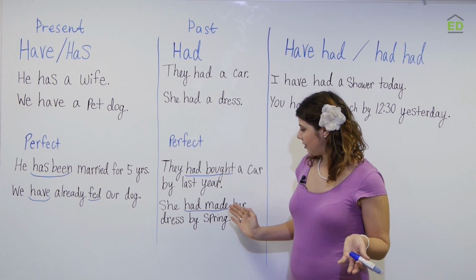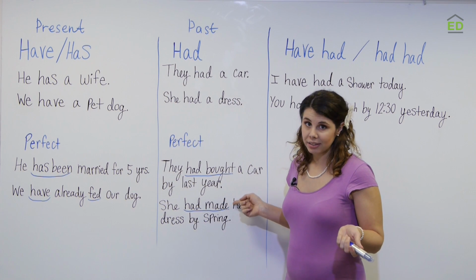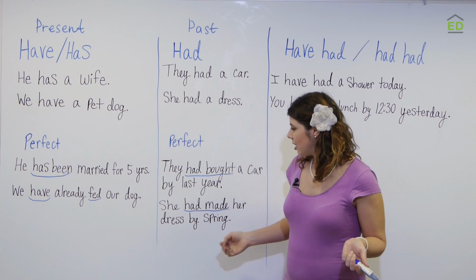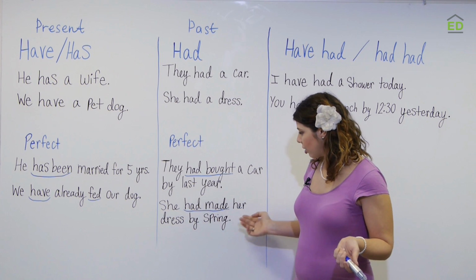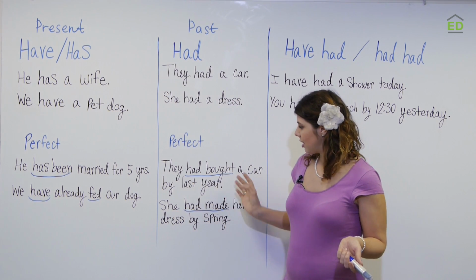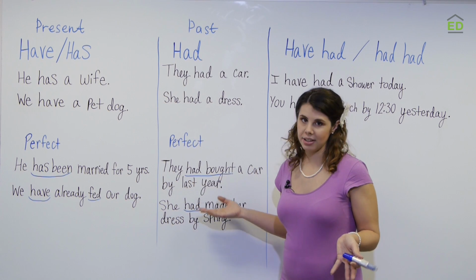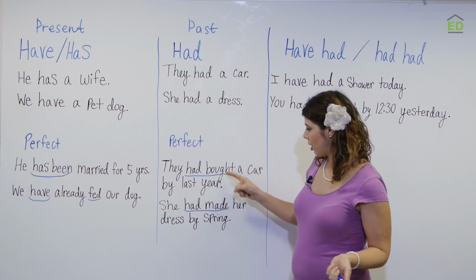The next one is to make. This verb again, the third form of it is made. So she had made her dress by spring. So again, changing the time. That's all had does here. The main verb is here.